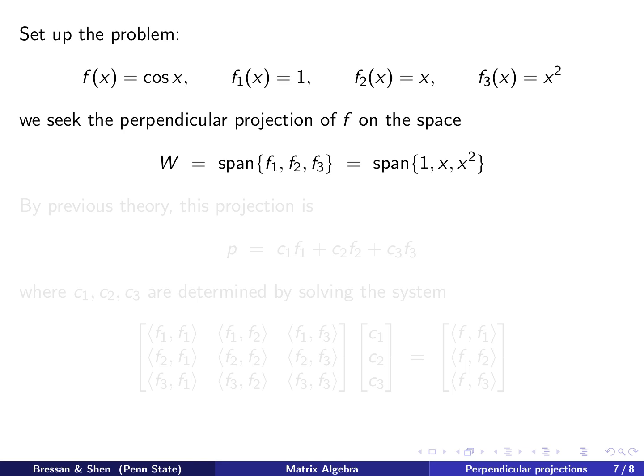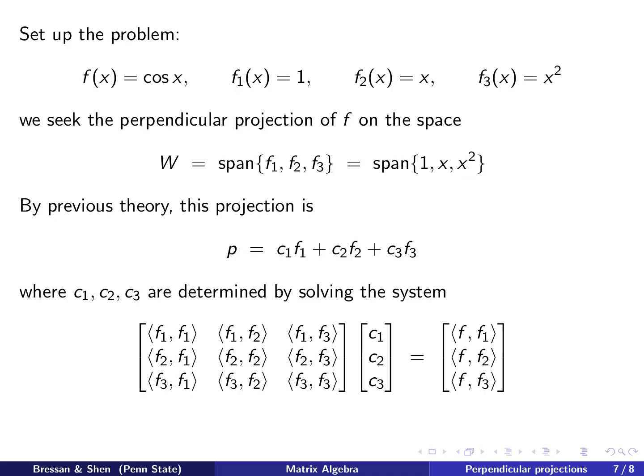Okay, so we can now set up this problem in terms of perpendicular projections. We have a function f of x, which is cosine, and then we have three functions. f1 is 1, f2 is x, f3 is x squared. The span of these three functions f1, f2, f3 will exactly be the span of 1, x and x squared, and that will be the space W, which is the subspace of all polynomials of degree less than or equal to 2.